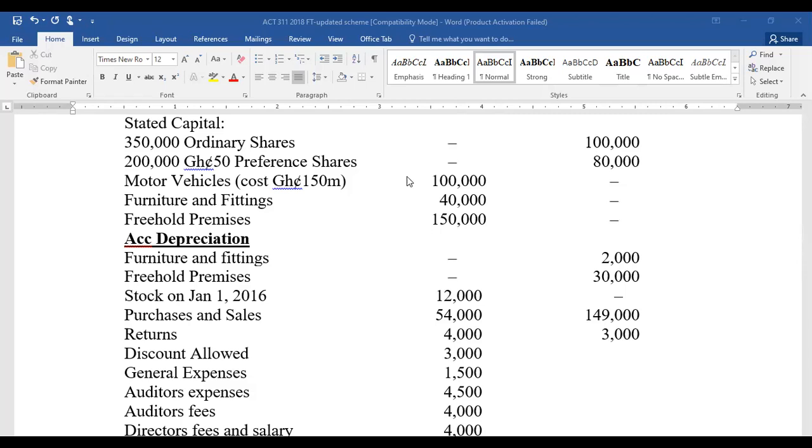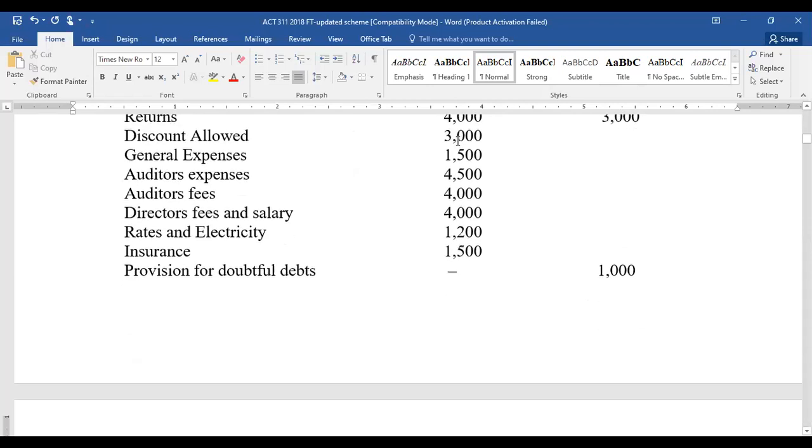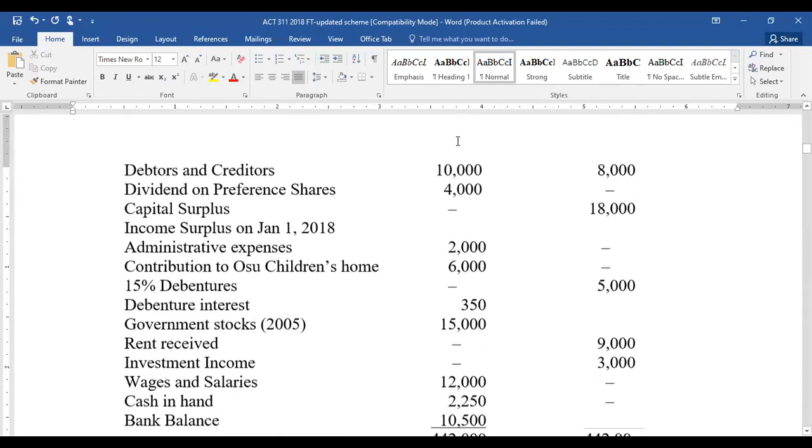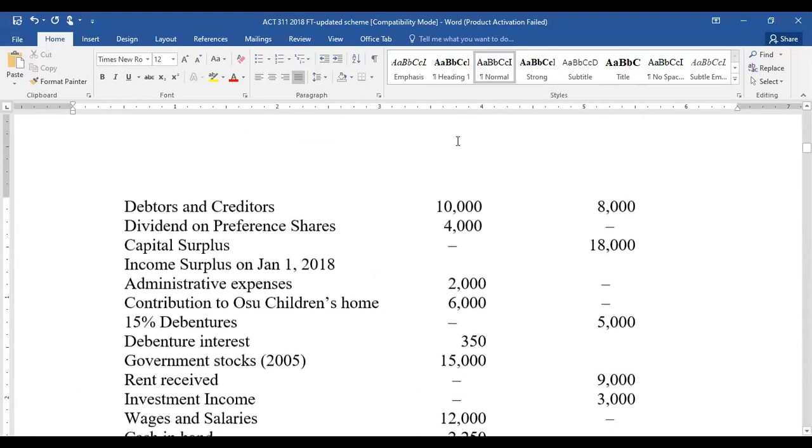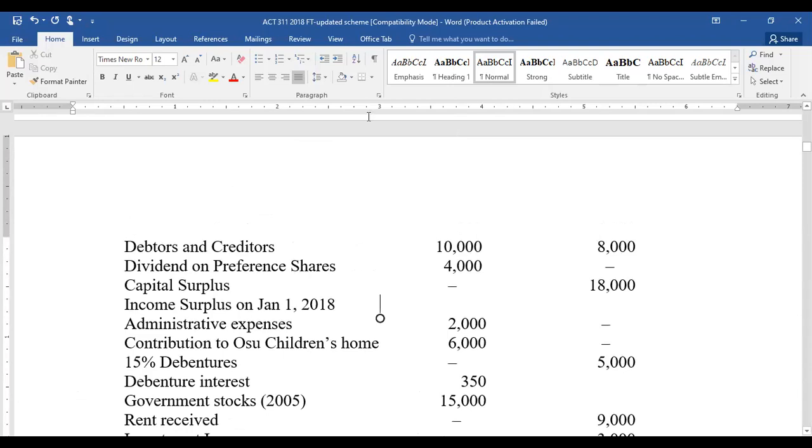Okay, let's go on. Along the line, they were saying they paid an interim dividend. Dividend on preference shares. Any dividend they paid that you see in the trial balance is called interim dividend.